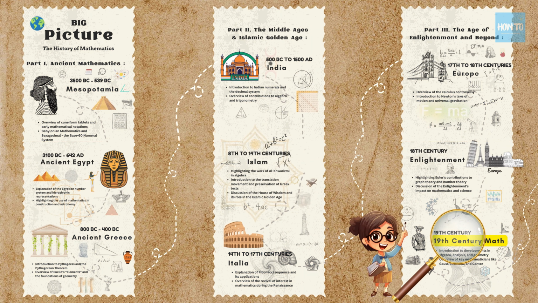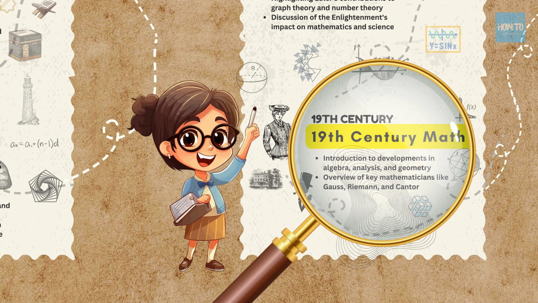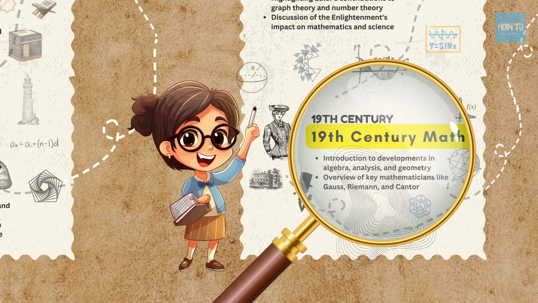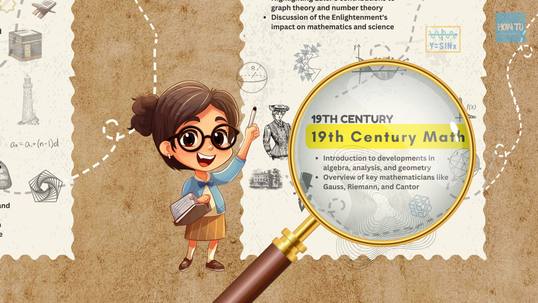Segment 3. 19th Century Mathematics. In the 19th century, Gauss, Riemann, and Cantor expand our understanding of numbers, space, and infinity. Let's explore their groundbreaking work. The two main topics include 1. Introduction to developments in algebra, analysis, and geometry. 2. Overview of key mathematicians like Gauss, Riemann, and Cantor.